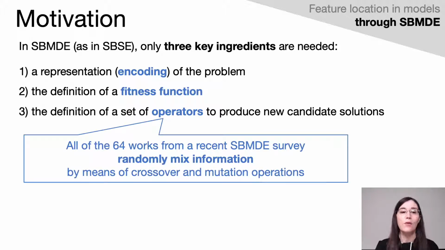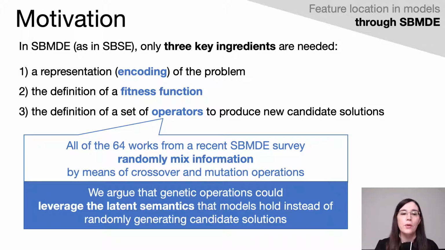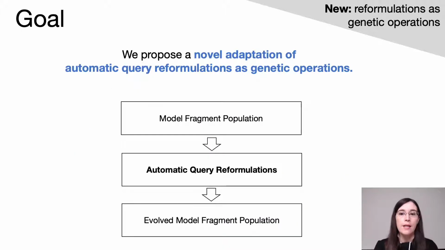All of the 64 works from a recent survey randomly mix information to produce new candidate solutions by means of crossover and mutation operations. We argue that genetic operations could leverage the latent semantics that models hold instead of randomly generating candidate solutions. In this work, we propose a novel adaptation of automatic query reformulations as genetic operations.